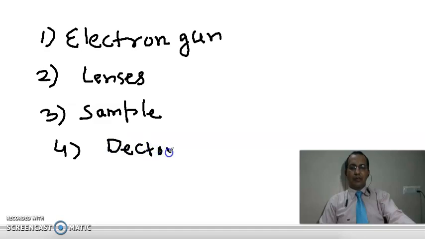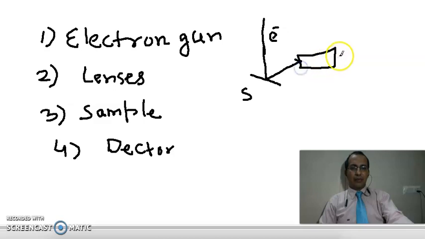So how does it work? You have electrons coming from somewhere. These electrons will hit the surface of the sample. Now the electrons are scattered in some direction, and we need a detector for that. Detector D.